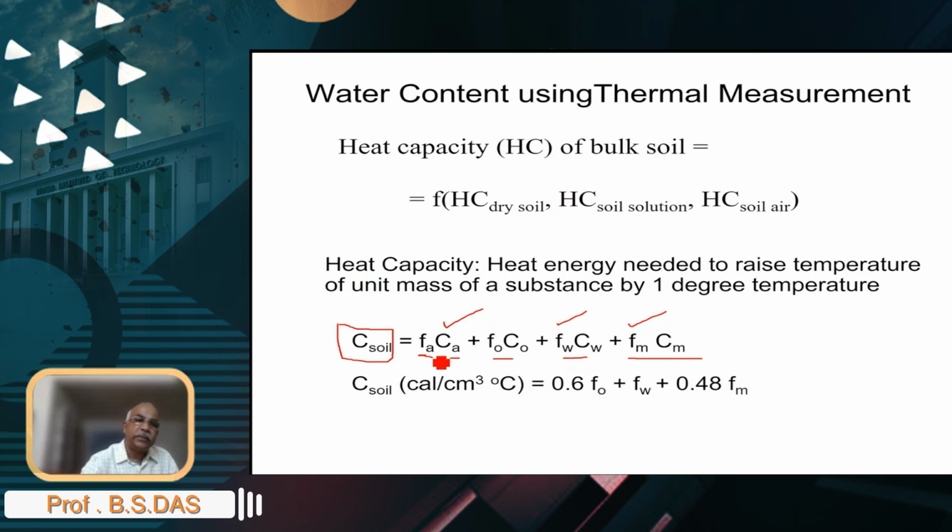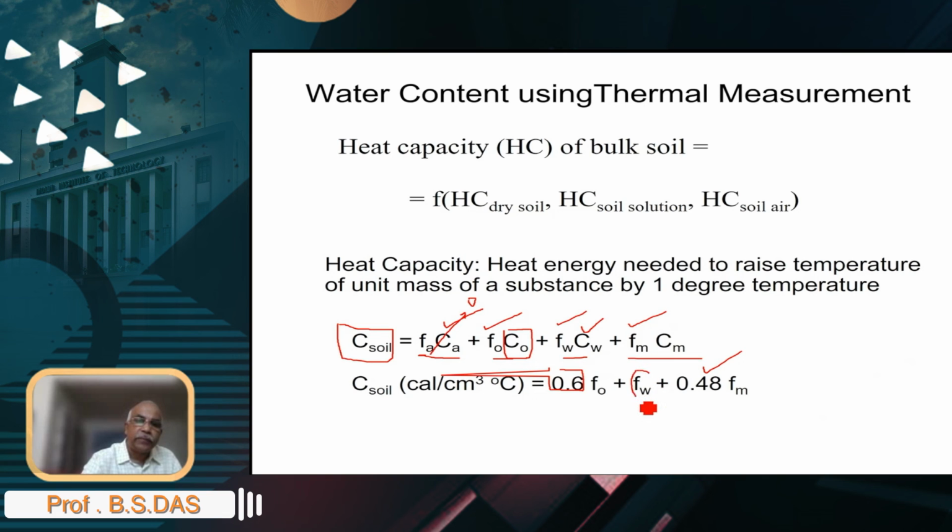Well, that one is negligible. Air is very small, so that goes to 0, right? You could know how much organic matter is there, and from the tables, you can find out what is the heat capacity of the organic matter. It's about 0.6 calories per centimeter cube per degree centigrade. You already know the heat capacity of water is unity, and you know the heat capacity of the mineral phase, which is 0.48 calories per centimeter cube per degree centigrade.